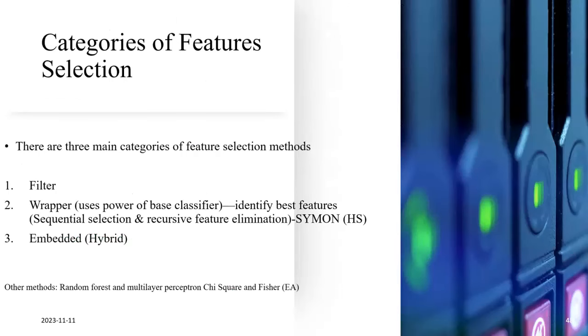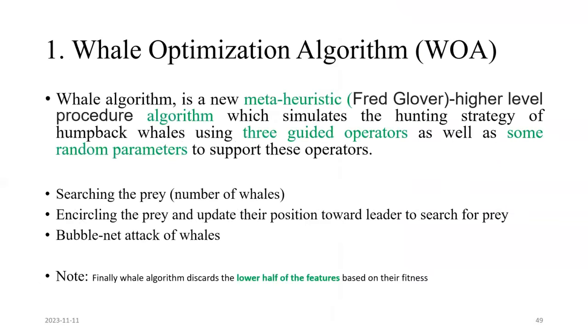There are three main categories for this. We can do feature selection through filter, we can do it through wrapping, we can do it through embedded, or by combining filter and wrapping. In the wrapping we have different kinds. We have sequential selection, recursive feature elimination. We can also use random forest, multi-layer perceptron, chi-square or Fisher algorithm. So we have different options over here.